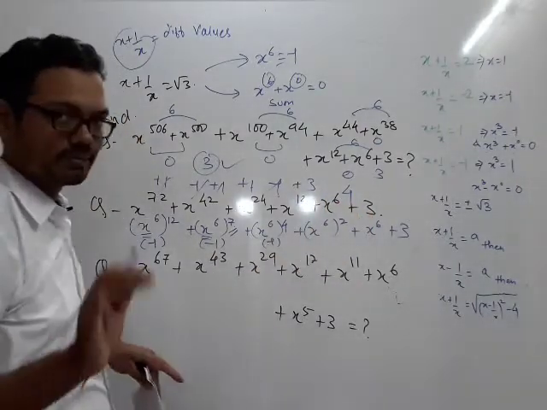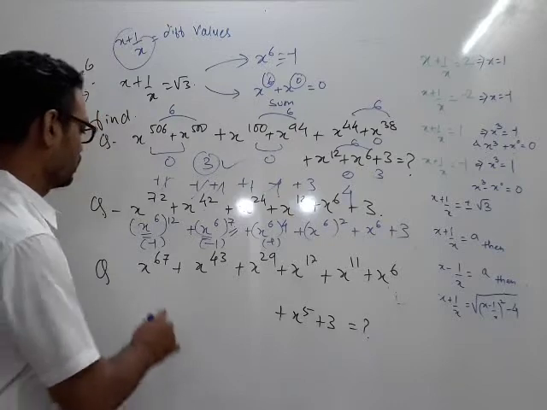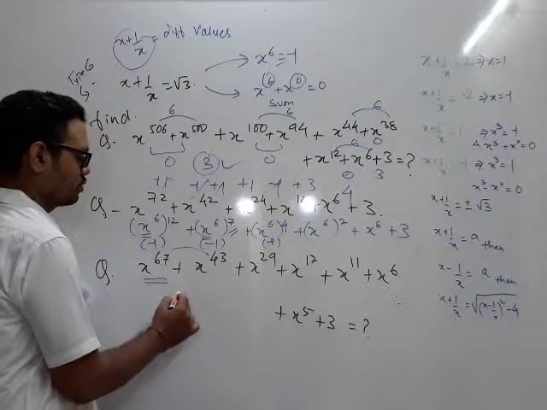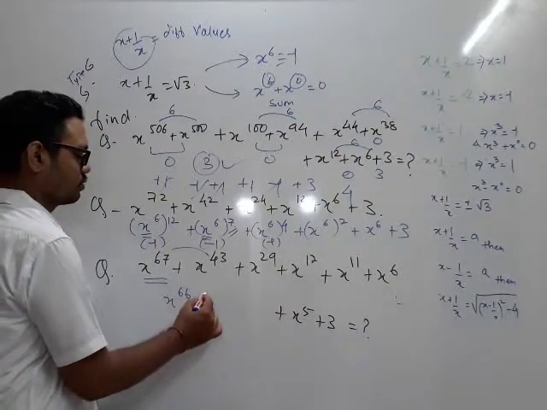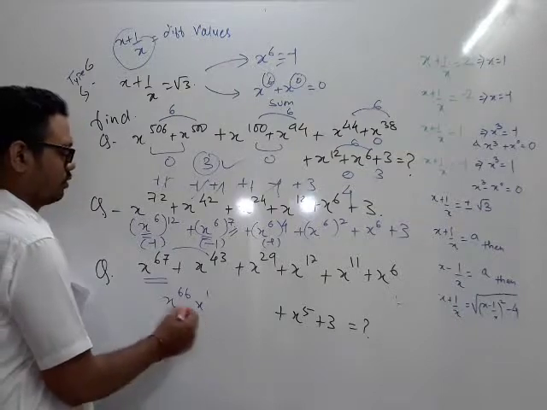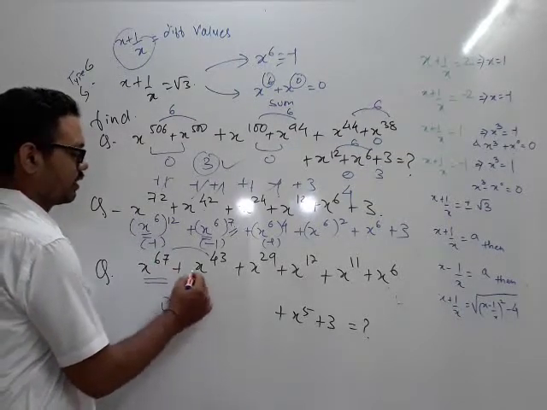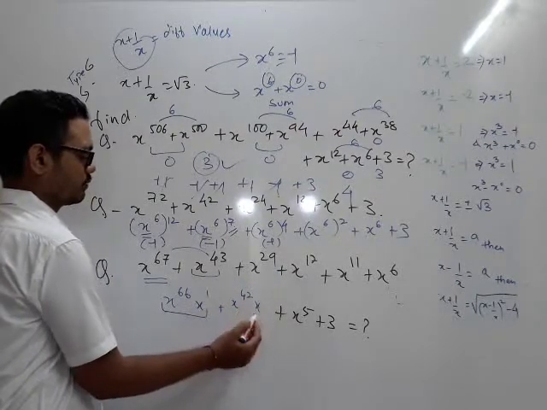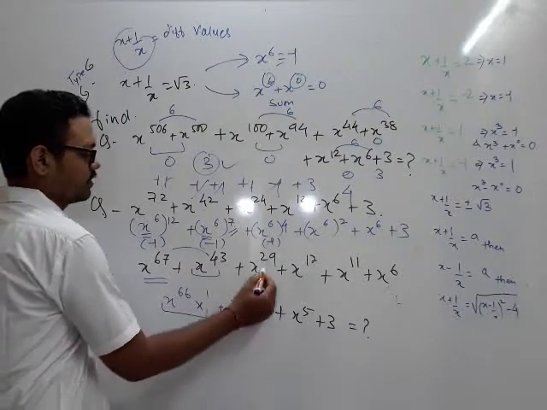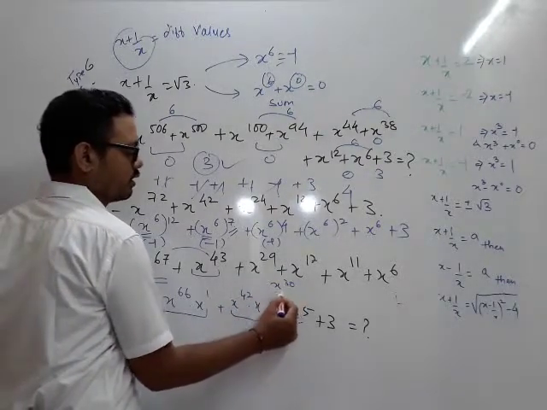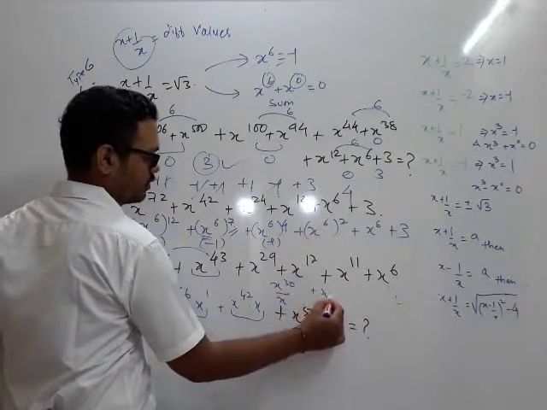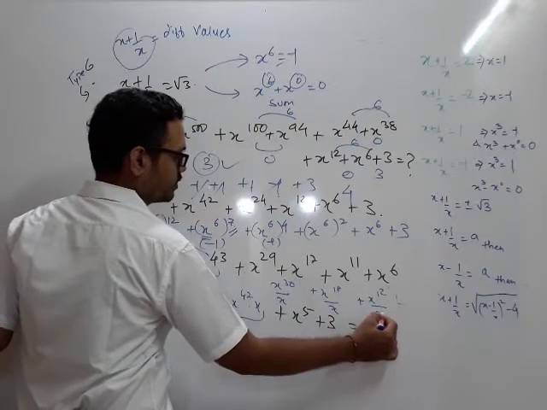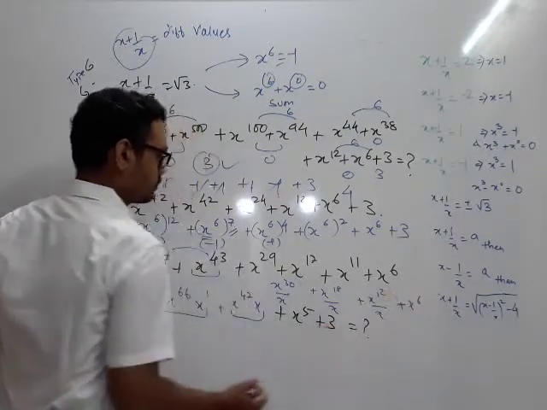Alright, so these are the simplest type of questions which are possible. Another one, this is not the multiple, neither the difference is 0. So what you have to do is x raised to 66 into x raised to 1 will make it 67. So x raised to 67 I have to write it like this. x raised to 42 I have to write like x raised to 42 into x. Similarly, x raised to 29 will become x raised to 30 upon x plus x raised to 18 upon x plus x raised to 12 upon x plus x raised to 6.